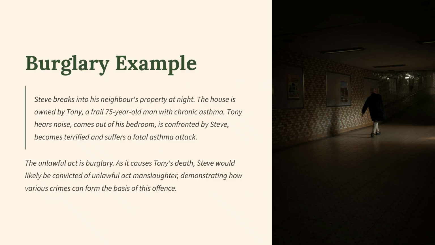Now, another example is a burglary example. Steve breaks into his neighbour's property at night. The house is owned by Tony, a frail 75-year-old man with chronic asthma. Tony hears noises, comes out of his bedroom, is confronted by Steve, becomes terrified and suffers a fatal asthma attack. The unlawful act here is burglary. As it causes Tony's death, Steve would likely be convicted of unlawful act manslaughter, demonstrating how various crimes can form the basis of this offence.